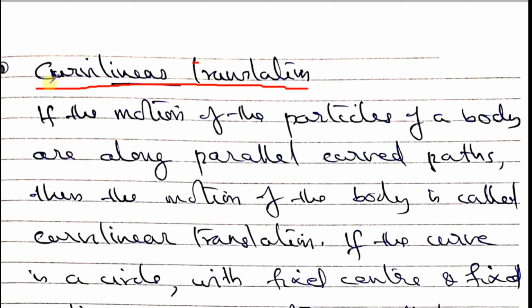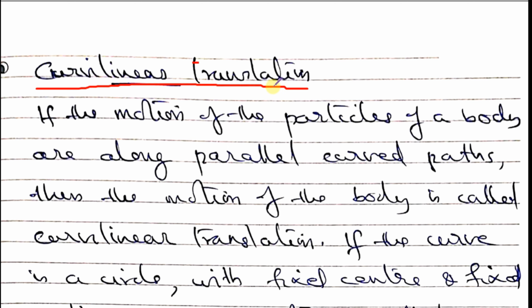So if a body is moving along a curve, and if all the particles of the body are moving along parallel curved lines or paths, then that type of motion is called curvilinear translation. Instead, if the points are moving along parallel straight lines, it is called rectilinear translation.